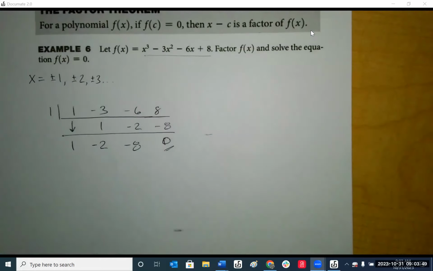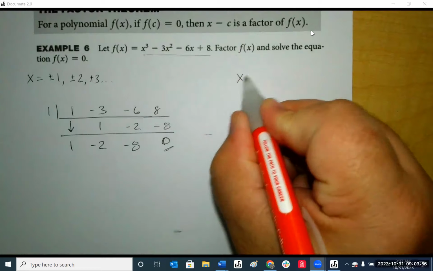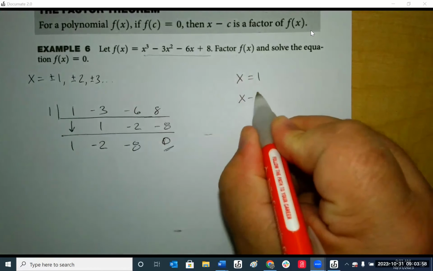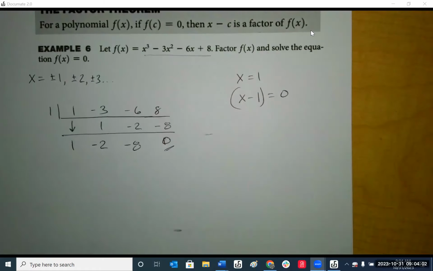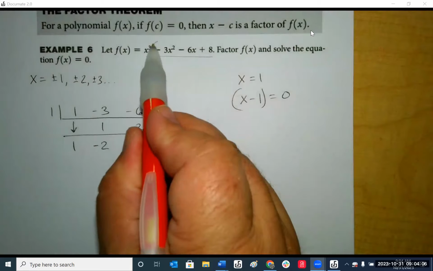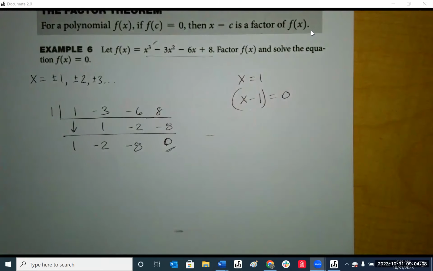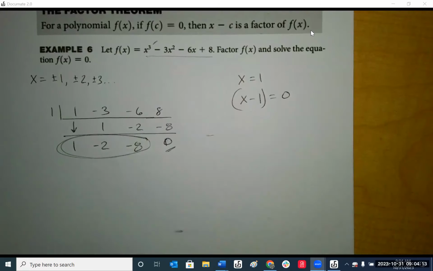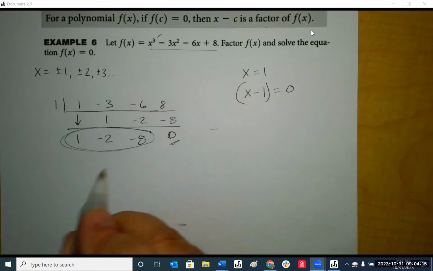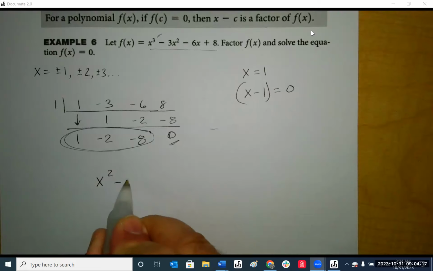Yes, so 1 is a zero of the polynomial. So we know that x equals 1. So x minus 1 is a factor. This is one of our factors. How many are we supposed to have? Three, because it's a cubic equation. So now all we have to do is look at this polynomial. We have x squared minus 2x minus 8.